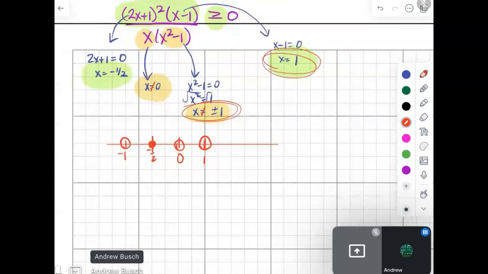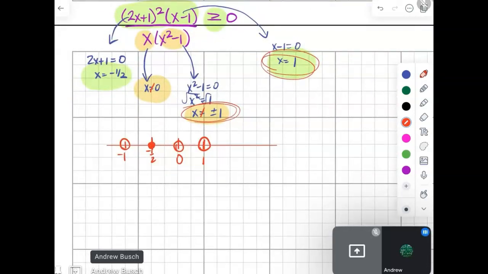Then you're going to make your little chart so that you can figure out in each section whether the quadratic is going to be positive or negative. We're looking for positive because it's greater than or equal to 0. So we're going to put the factors in the first column, 2x plus 1 squared. Don't forget the square. Then your next factor is x minus 1. Your next factor is x, and then x squared minus 1.